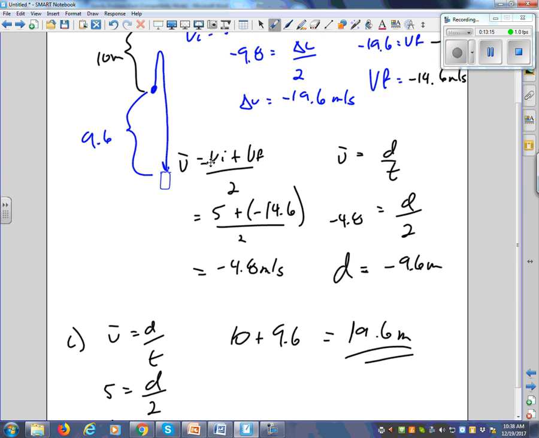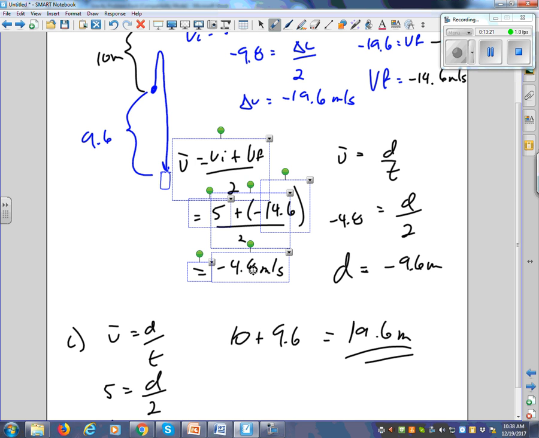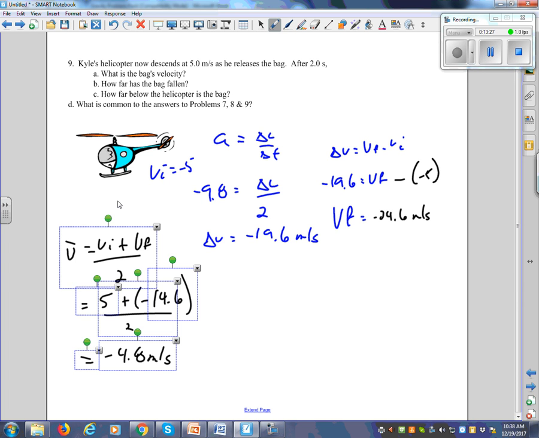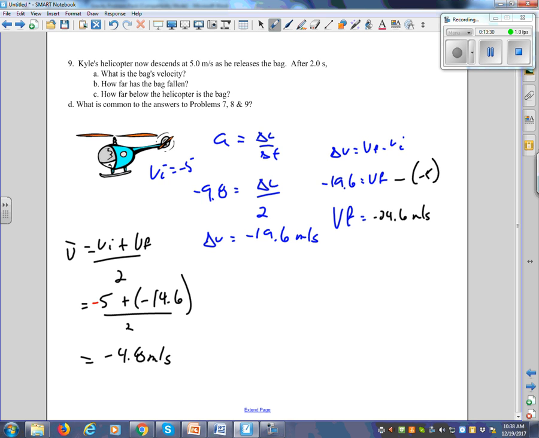Same steps. Got to find the average. Exactly the same steps, except now the VI is minus 5, and instead of minus 14.6, it's minus 24.6. And what's my average there, Vinny? I know you got it worked out. Minus 5 and minus 24.6, that's going to be 29.6. Add them together. It's going to be minus 14.8. And now how far has it fallen?